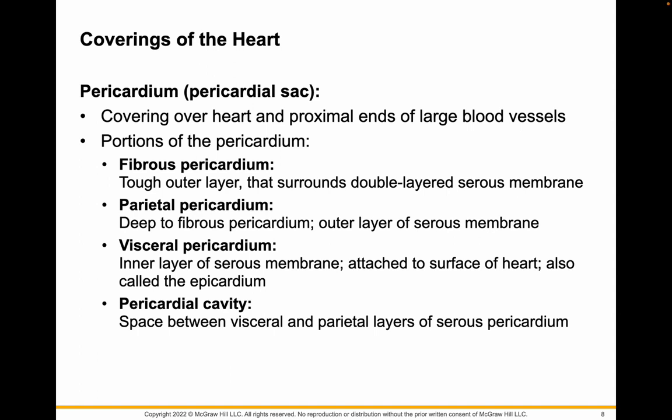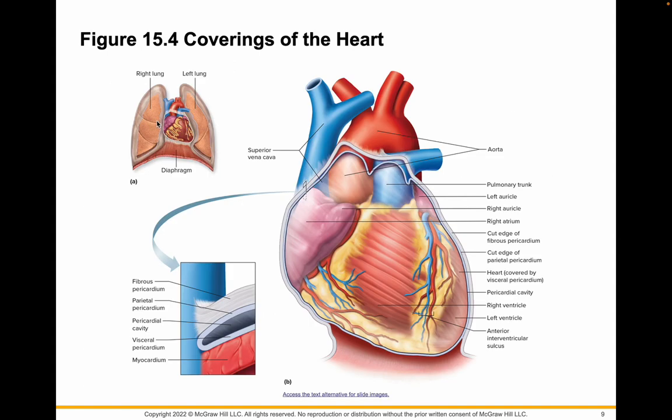And the space between the parietal and the visceral pericardium is called the pericardial cavity. So you have some space between these two folds, and usually we're going to find some fluid in there to keep these two tissues from rubbing together and prevent friction. So we got our right lung and our left lung, and here's the diaphragm, that muscle. This is the thoracic cavity, and this is the mediastinum.